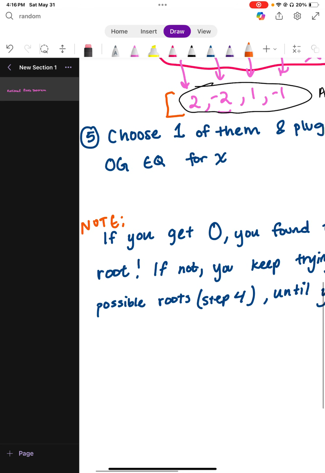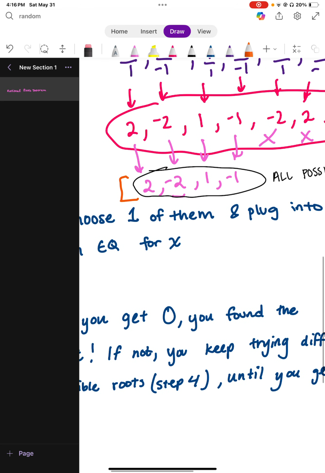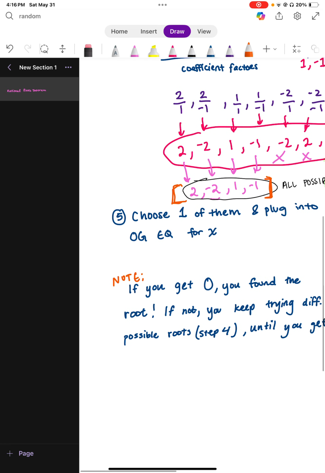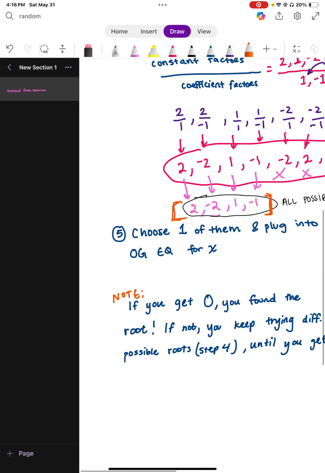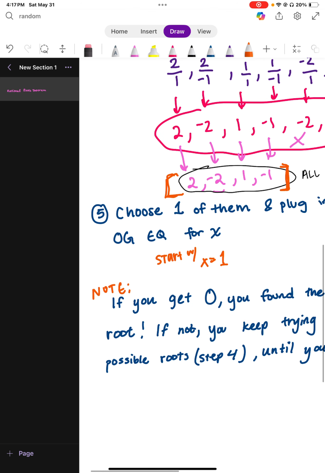Great. So now what we're going to do is choose any possible root. Oftentimes, as a pro tip, most people choose 1 or -1, some easy small number, so that it's easy to plug in, because the idea is we're going to choose a number and then plug it into the original equation, and we want to make our life easier, so we should choose a small number. So I will choose 1, and I would recommend anyone choose 1 always. Start with x equals 1. So now we chose 1, and we're going to plug that in for x.